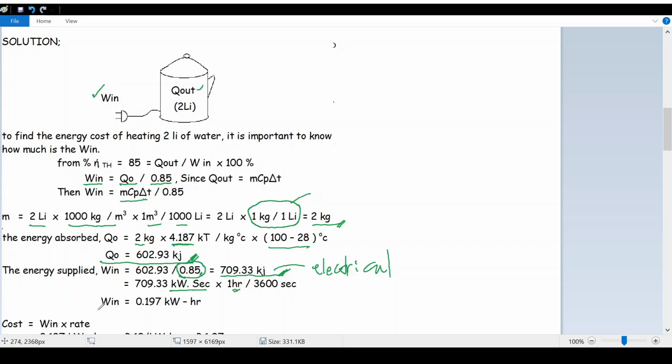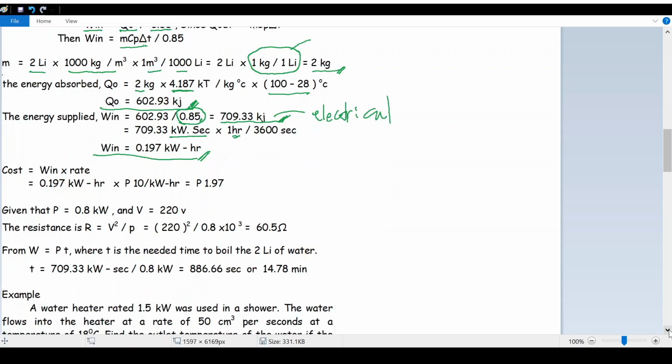So our input energy is now in kilowatt hour, and it needs 0.197 kilowatt hour of electrical energy input to boil the 2 liters of water. Given the cost of 10 pesos per kilowatt hour, we can now multiply this with the electricity needed, and the cost of heating 2 liters of water is 1.97 pesos.